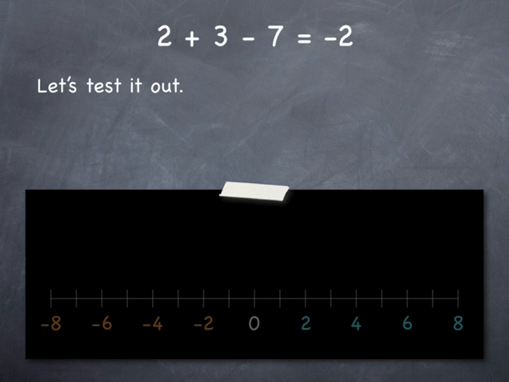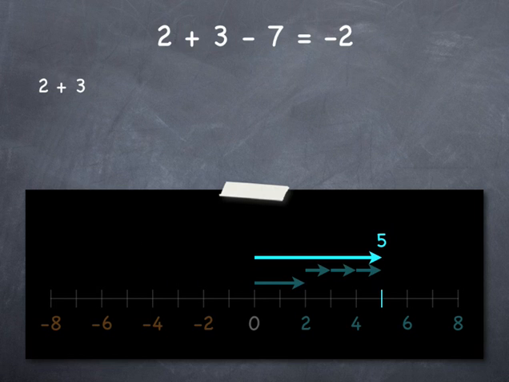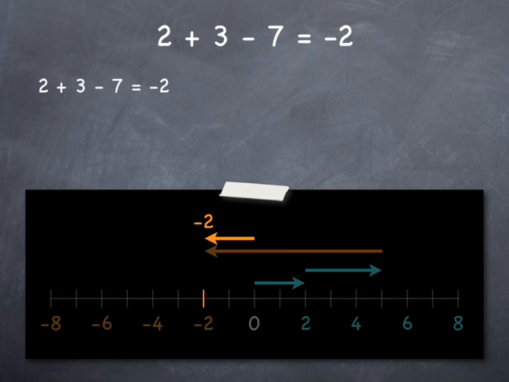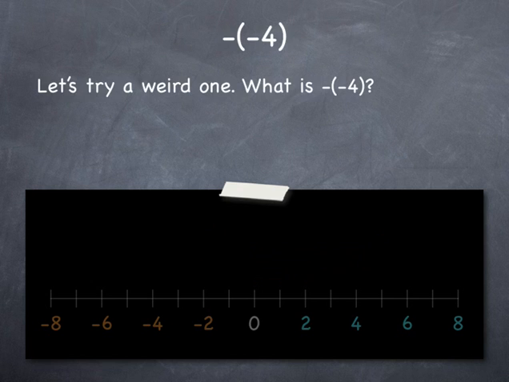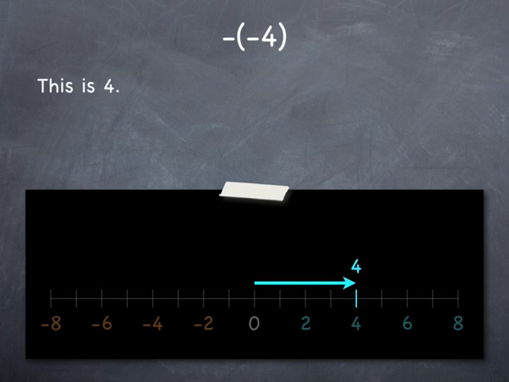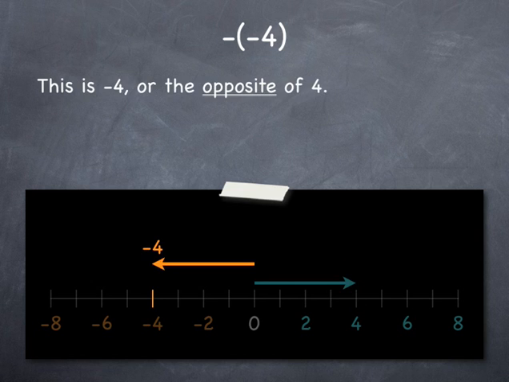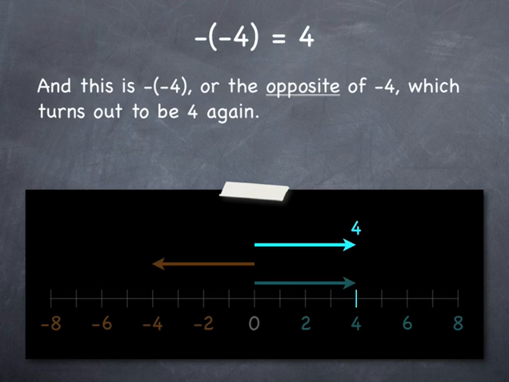Let's test it out. 2 plus 3 minus 7 equals negative 2. Let's try a weird one. What is negative negative 4? This is 4. This is negative 4, or the opposite of 4. And this is negative negative 4, or the opposite of negative 4, which turns out to be 4 again.